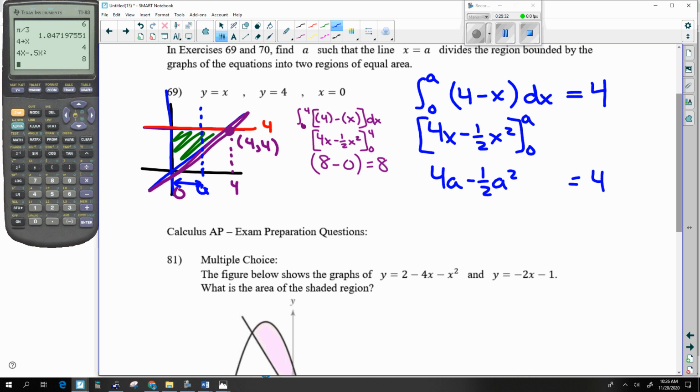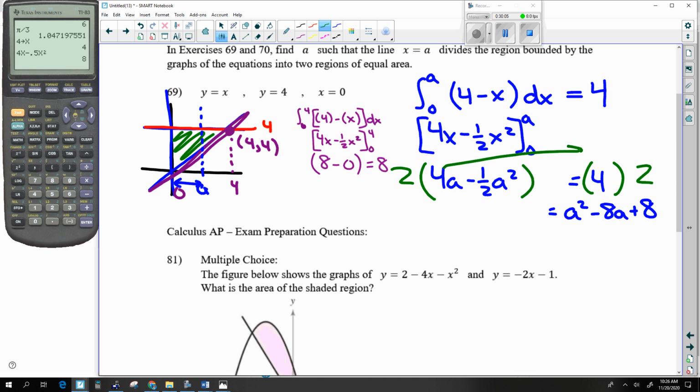I don't know if this turns out to be anything nice. So I'm going to multiply by 2 and move this stuff to the right. So this is a squared minus 8a plus 8. What I did there was multiply both sides by 2. We do the same thing to both sides, it's all good. Then I moved all this stuff over so I can potentially factor, which I can't. I can't factor this.